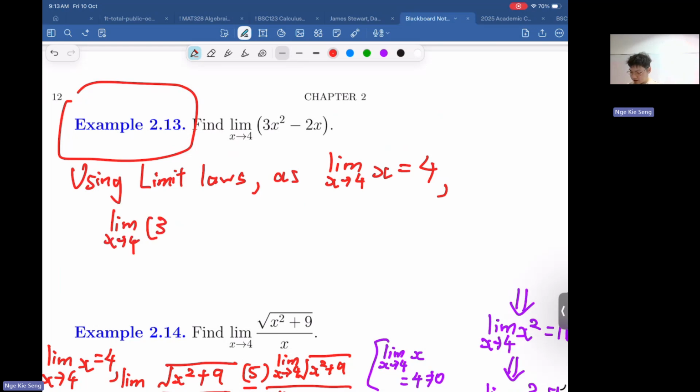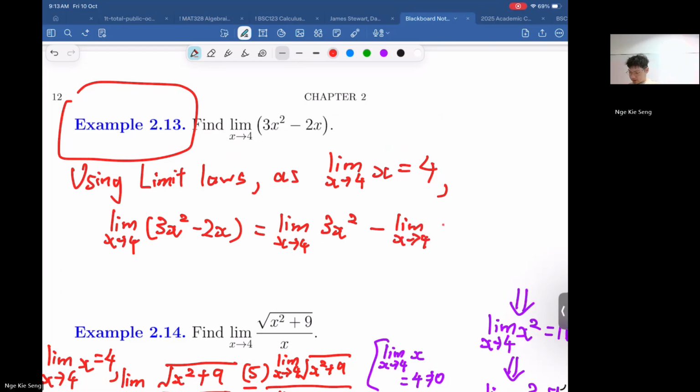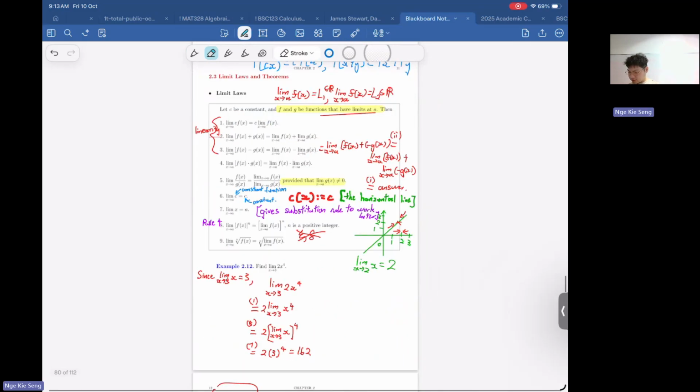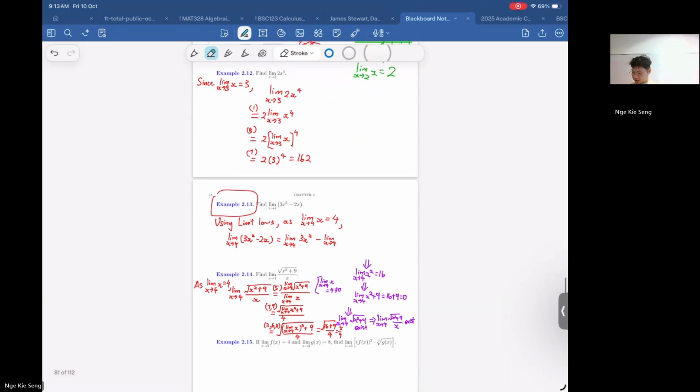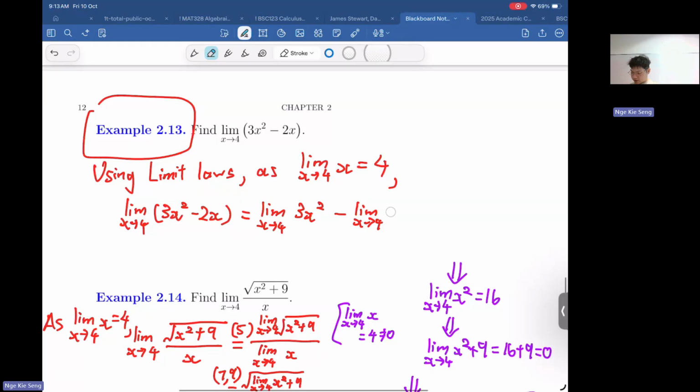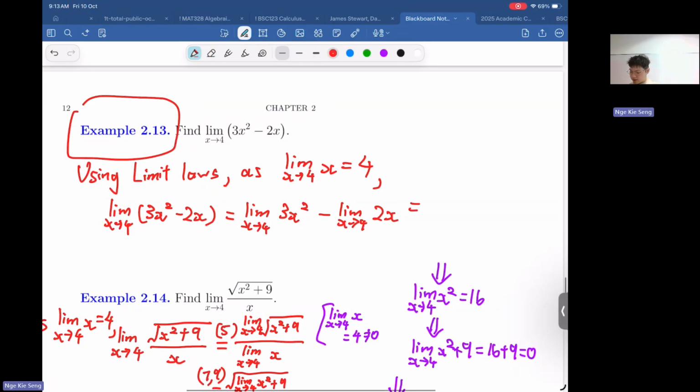So what's the first thing I can split? I can split the difference. Next. So the limit law straight away splits the difference. Good. So I pull the negative out already. Then I can pull the scalar out, because it's linear.